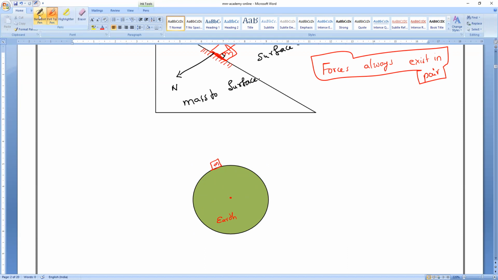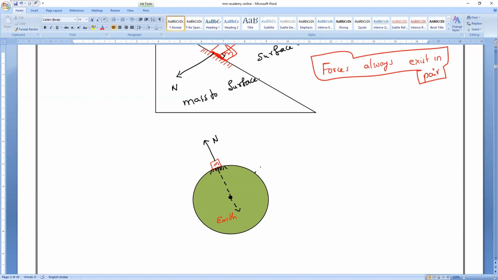Now, the earth is the surface. The normal reaction exerted by the surface on this body always acts in the upward direction. Then the mass exerts the normal force on this surface. That normal will definitely pass through the center. Clear, everybody? It will pass through the center.